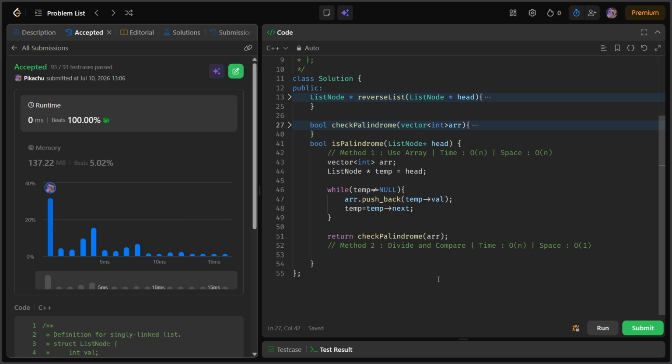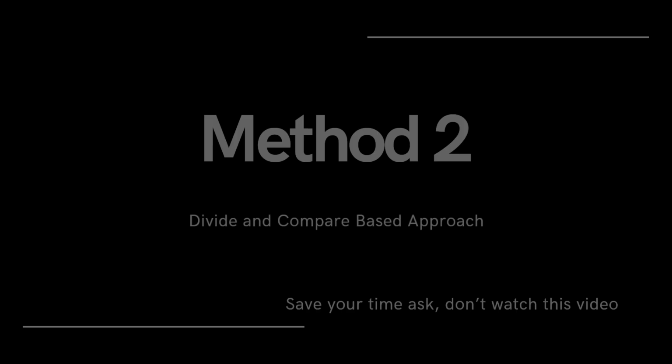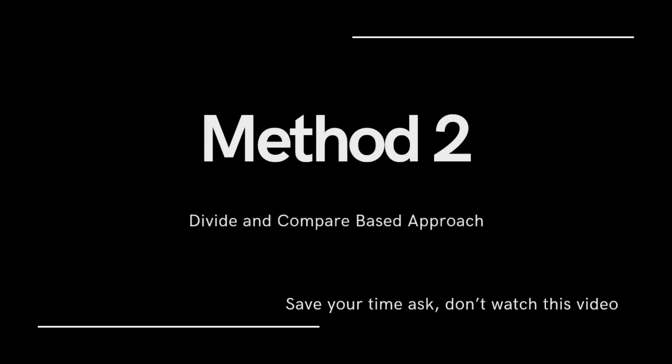So we have solved this question using an extra space. I will say that we have an O of n space complexity for this method. The second method is going to take O of one space complexity. Okay, so let's see the second method.